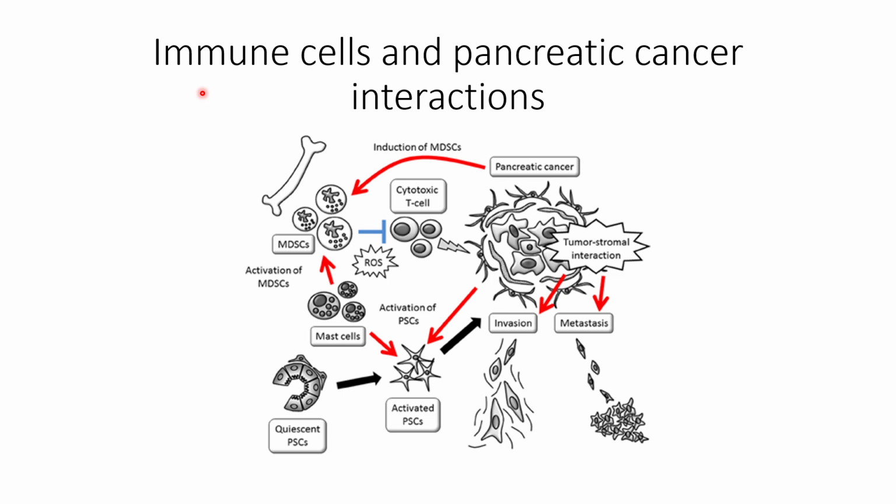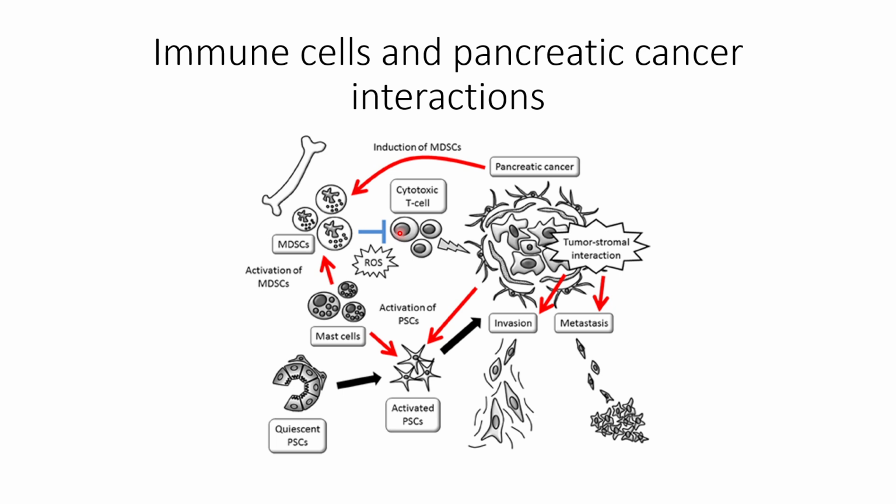Today we will discuss these immune cells and pancreatic cancer interactions. Mainly we will discuss the cytotoxic T cell interactions and how their anti-tumor efficacy is being suppressed. As we know, the immune cells' function is to suppress any foreign or harmful particles that are recognized by the immune system. So the cytotoxic T cells will act against the pancreatic cancer cells.